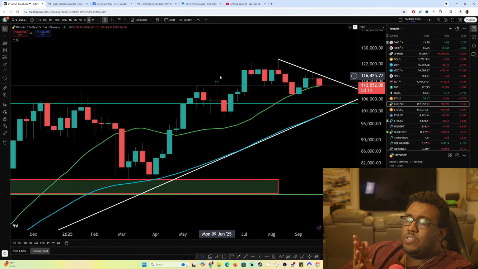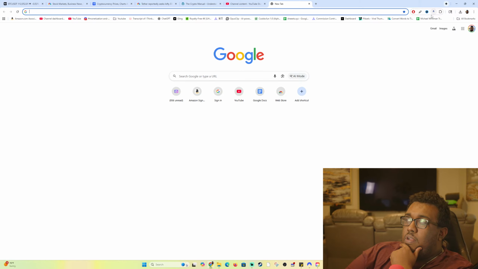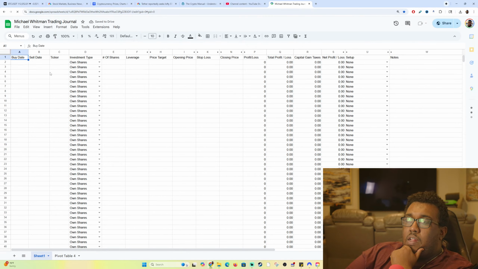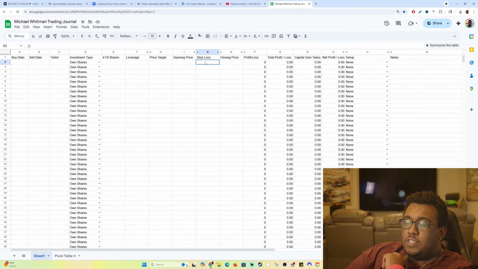And I forgot to do it today, but I'll do it tomorrow for you guys. You guys know that I have that trading journal. I found one that I've had for a while, and I'm going to start giving this to you guys again. You can enter the buy date, the sell date, the ticker, number of shares that you bought, the leverage, the price target, the opening price, the stop loss, the closing price, and the profit loss, and it'll do all the math for your profit loss, your total profit, your capital gains taxes, your net profit and loss.